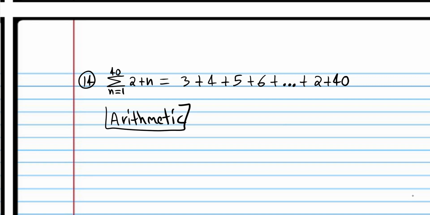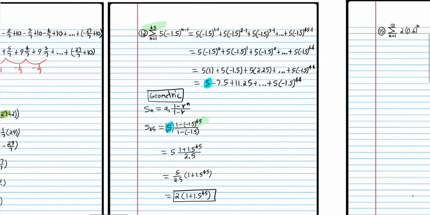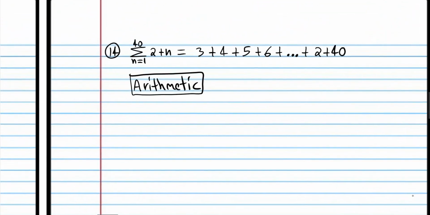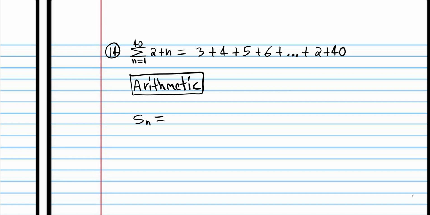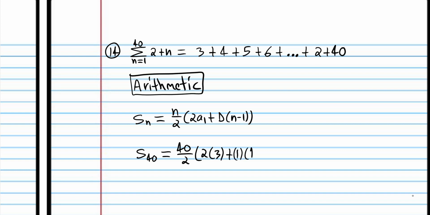If you can do the math in your head, then you can save yourself a lot of time, because most of the time that we were taking to do these previous problems was just showing all the work. You don't need to show that work. So because this is arithmetic, obviously we're going to use our sum formula for the first n terms of an arithmetic sequence, and we're adding up the first 40 terms. So n is equal to 40. The first term in the sequence is 3. The common difference is 1. And again, n is 40.